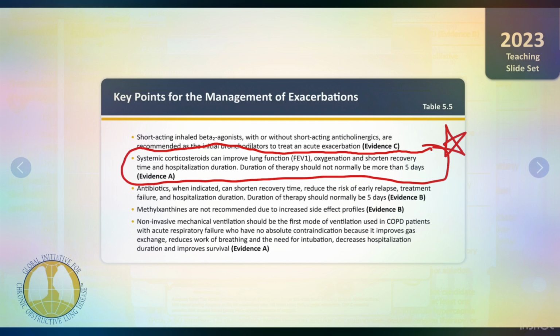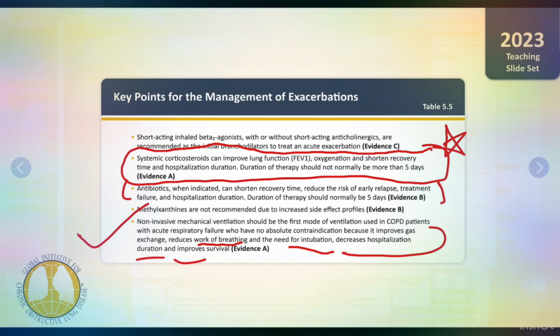After that come antibiotics. When indicated, they can shorten recovery time, reduce the risk of early relapse, treatment failure, and hospitalization duration, and the duration of therapy should be less than 5 days. They are telling that if we give azithromycin, it can shorten the recovery time and reduce the risk of early relapse, treatment failure, and hospitalization duration. About methylxanthines, they are telling we should not recommend them due to increased side effects. And NIV we should give because it improves gas exchange, reduces the work of breathing and need for intubation, decreases hospitalization duration and improves survival.